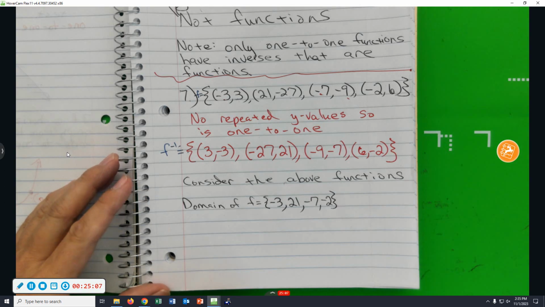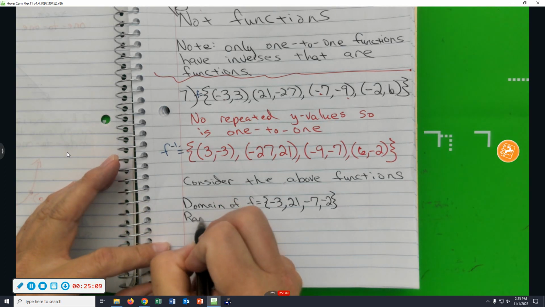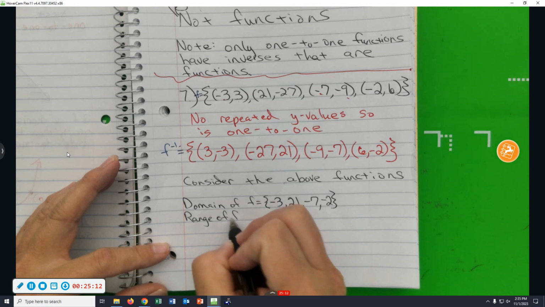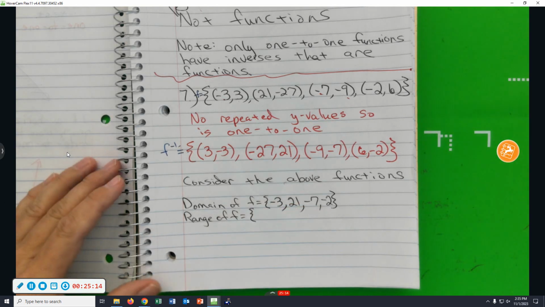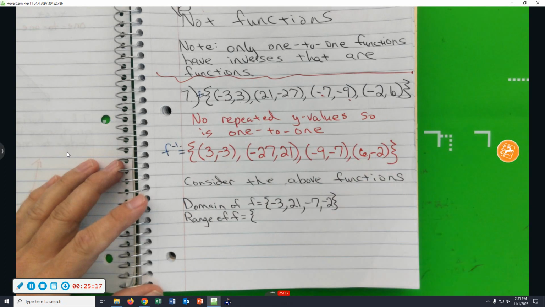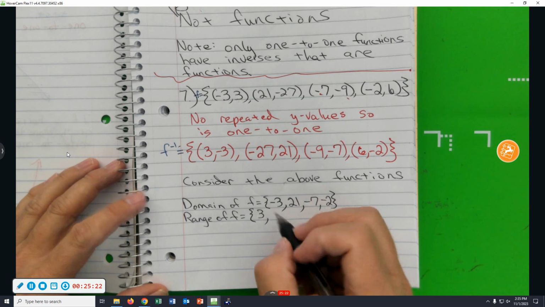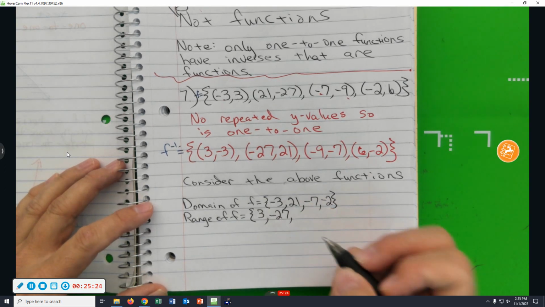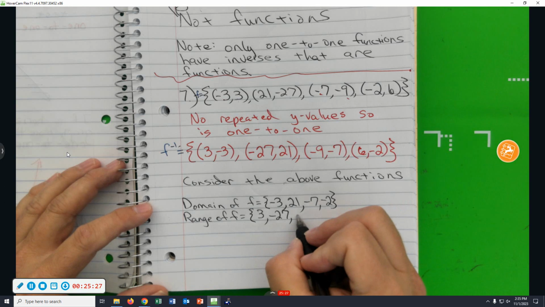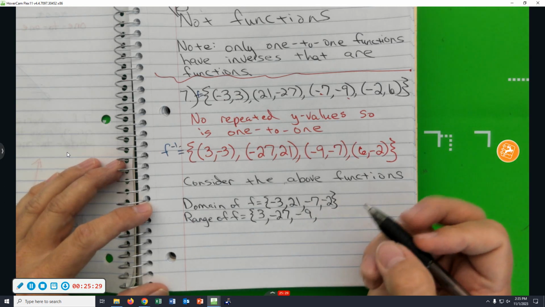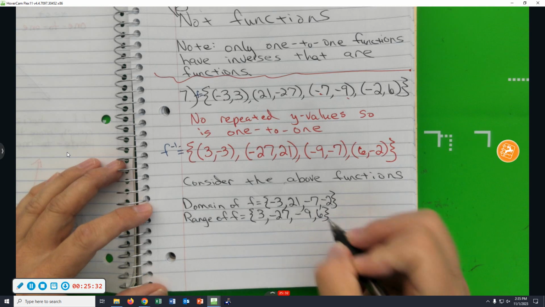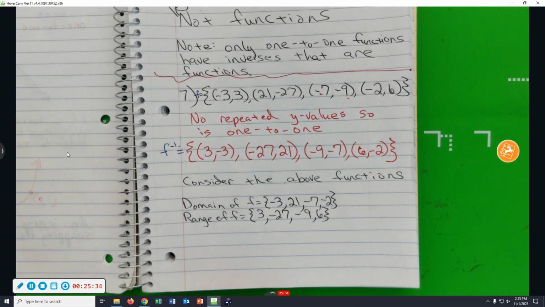Let's write out the range of f. What numbers are in the range of this first function? 3, okay. What else? -27, I agree. We're writing out the y values. -9 and 6, I agree. The domain of f, that's the set of all x values. The range of f, that's the set of all y values.